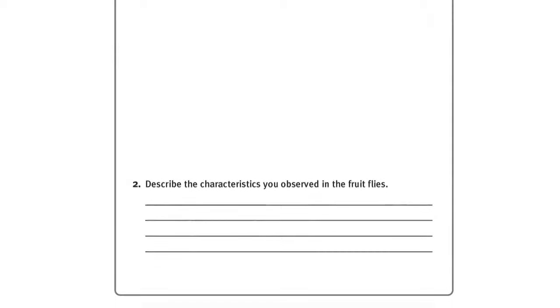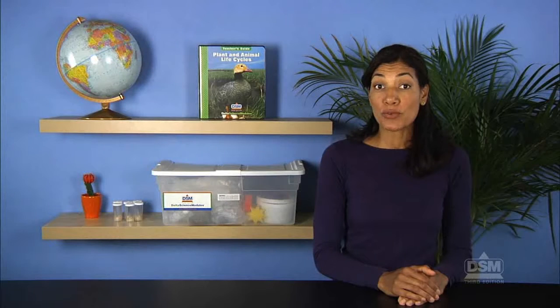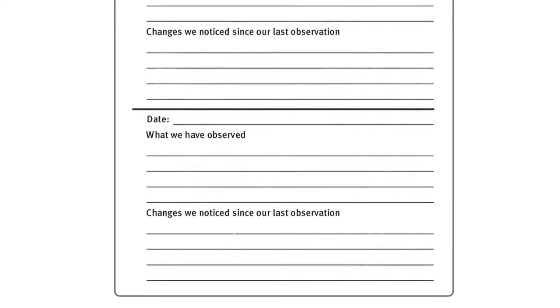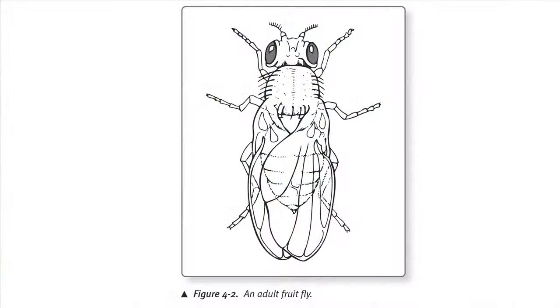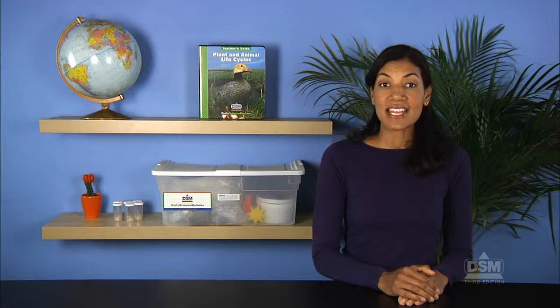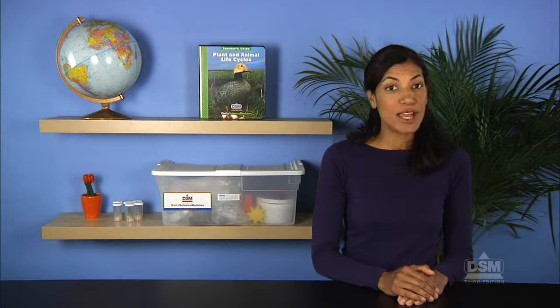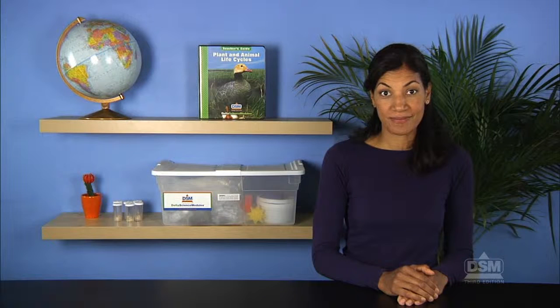Make a copy of Activity Sheet 4, Part A for each student, and 4 or 5 copies of Activity Sheet 4, Part B for each team of 2. Also, make 1 copy of the adult fruit fly picture included in the fruit fly life cycle picture set. Then, designate an area of the classroom for students to store their fruit fly vials, magnifiers, and file folders for use during the daily observation sessions.